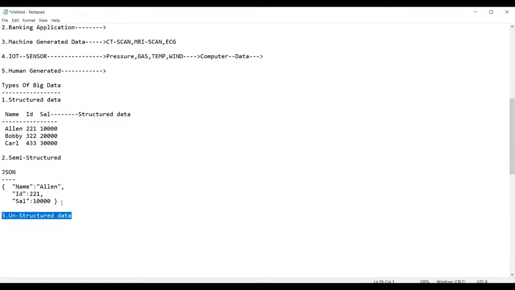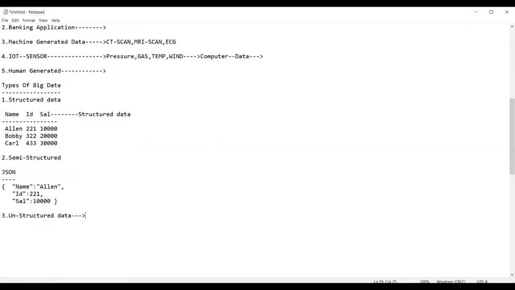Unstructured data is nothing but data with no particular structure, such as the photos in your mobile phone, the videos, the chat history, and the voice notes. All of these come under unstructured data only. There is no proper structure for it.